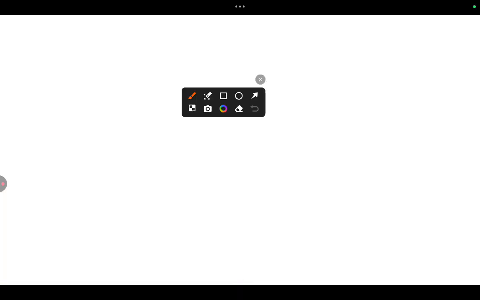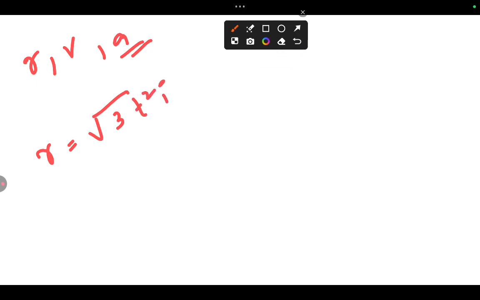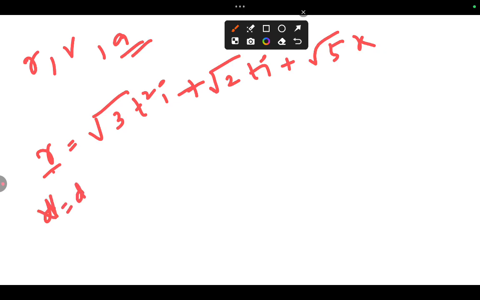As of now, the given data is a relation between the position vector r, the velocity v, and the instantaneous acceleration. This we need to find here. First of all, the given position vector is r equal to root 3 t square in the i direction plus root 2 t in the j direction plus root 5 k. So first, this is position. Now we have to find velocity. Velocity is nothing but dr by dt.